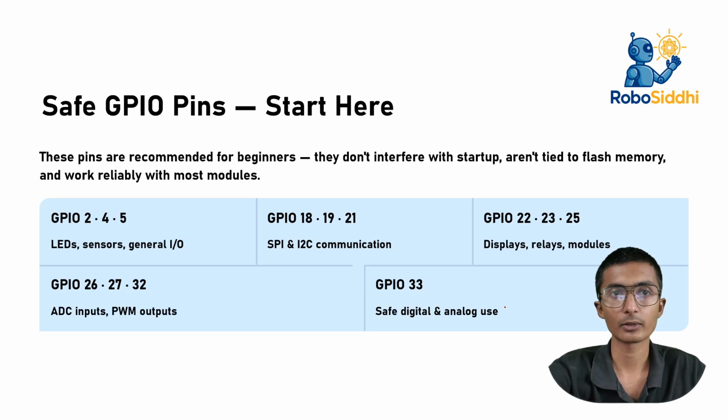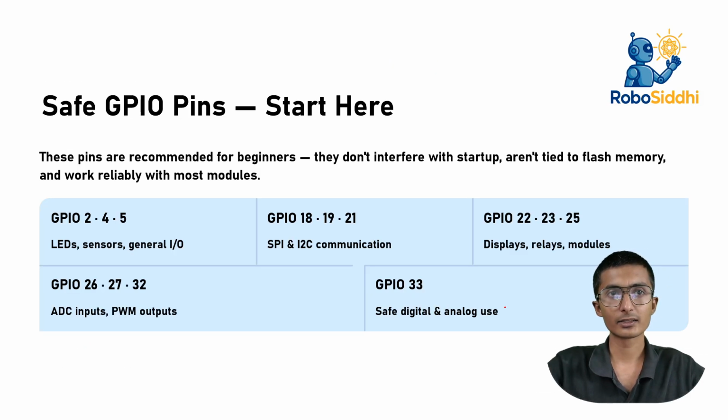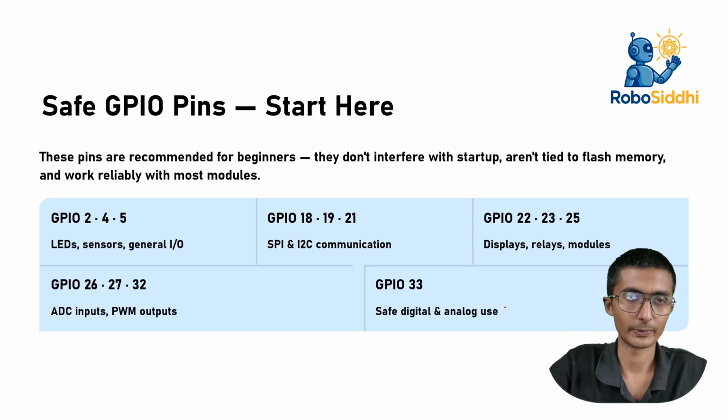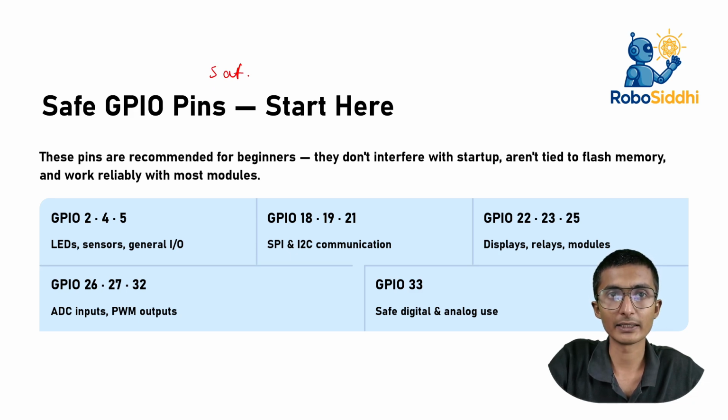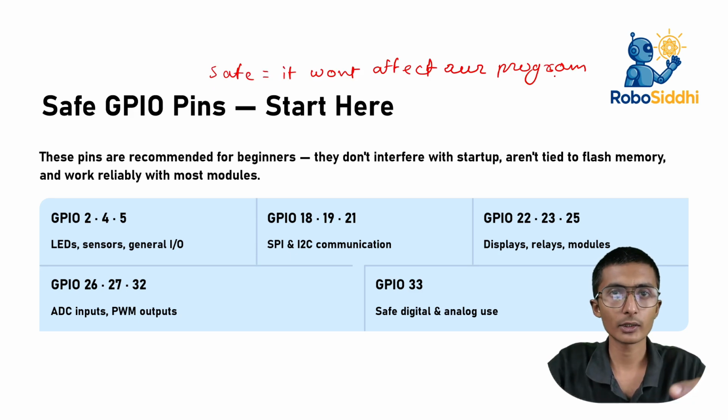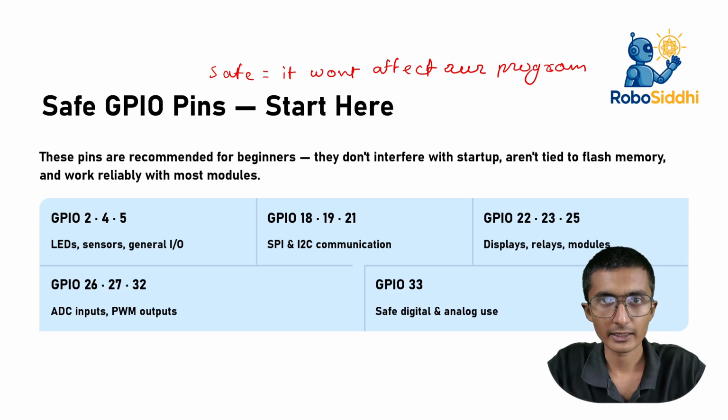Okay, now let's talk about our next slide. So there are safe GPIO pins. Now let's talk about safe GPIO pins. It's going to be a little bit complicated, but if you pay close attention, I will explain it to you. What do you mean by safe GPIO pins? There are many GPIO pins, so safe basically means it won't affect our program. What do you mean by that? It won't affect our program.